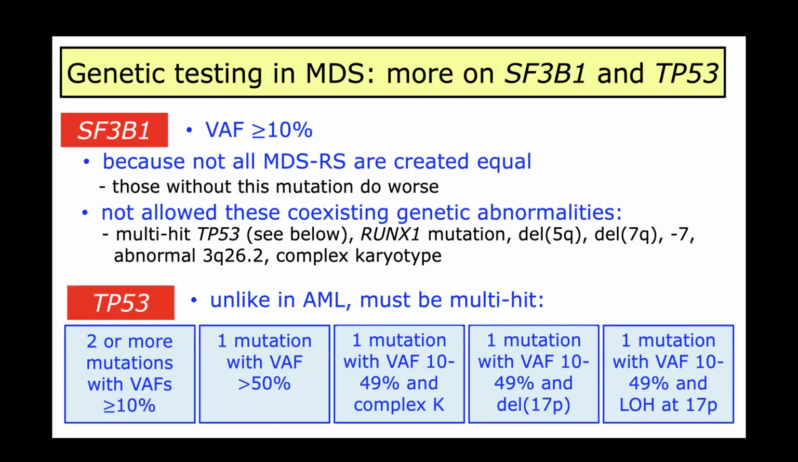Or finally, and most difficult to diagnose, since most laboratories are not doing this testing, yes, you can detect a P53 mutation with a VAF of 10 to 49%, but you need to do CGH or SNP arrays to determine if there's LOH, loss of heterozygosity of 17p. Most labs, including the lab I work in, do not do that, but there are a number of ways to get into the club of TP53 mutated MDS.